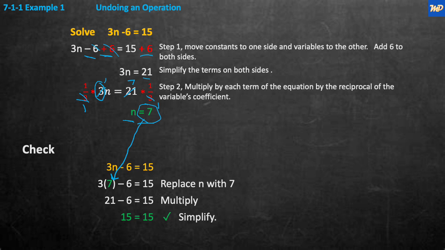So 21 minus 6 is equal to 15. Oh, 3 times 7 is 21. 21 minus 6 is 15. 15 equals 15. The check works. So that was the solution for that equation.